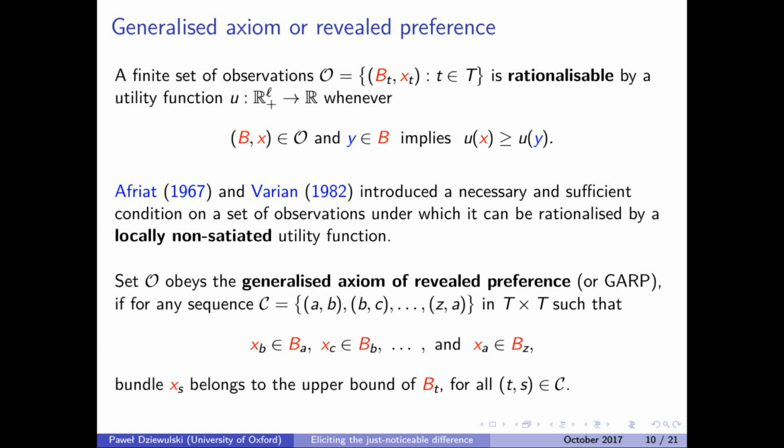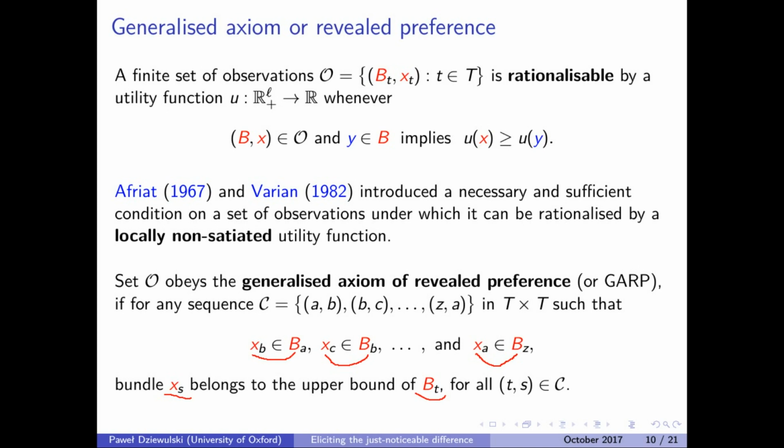GARP requires that for any sequence of indices, such that bundle from observation B was available in observation A, bundle from observation C was available in observation B, and so on, till we close the cycle, that is, the bundle from observation A was available in observation Z, every bundle x_s must be in the upper bound of the corresponding budget set B_t. That is, the bundle from observation B has to be in the upper bound of the budget set from observation A, the bundle from observation C has to be in the upper bound of the budget set from observation B, and so on.